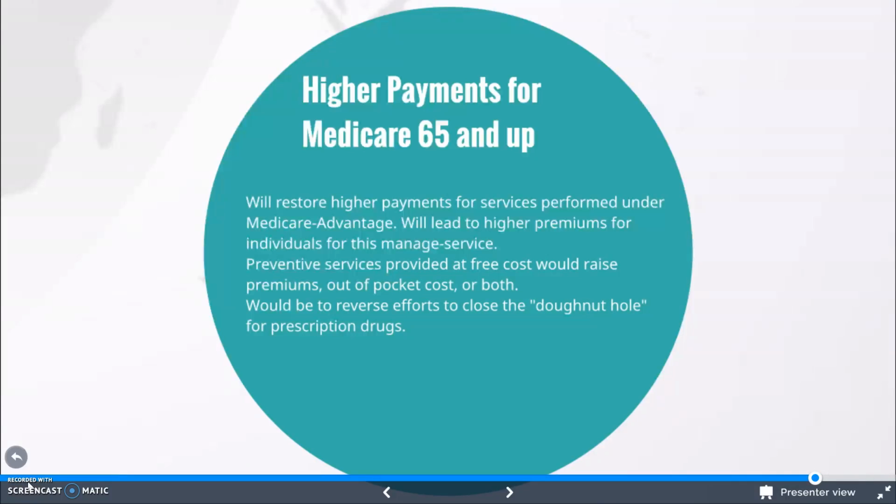And lastly, but not least, higher payments for Medicare 65 and up. This will restore higher payments for services performed under Medicare Advantage, which will lead to higher premiums for individuals for this managed service. Preventive services provided at no cost would raise premiums, out-of-pocket costs, or both, and would reverse efforts to close the donut hole for prescription drugs.